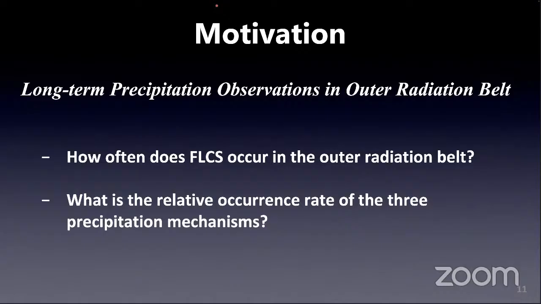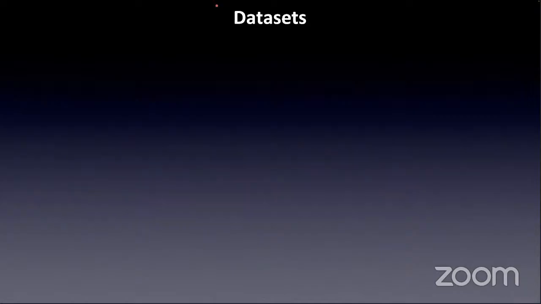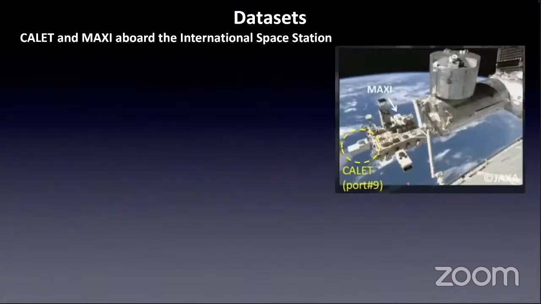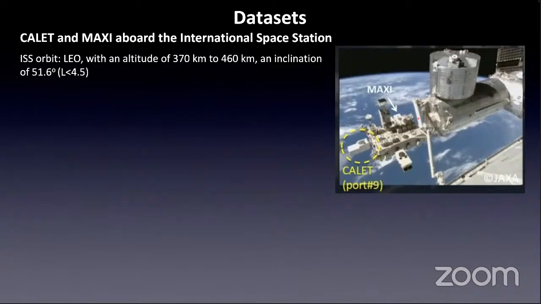So that's why we chose to use precipitation measurements from the ISS, the International Space Station, and specifically these two instruments called MAXI and CALET, mounted to the Japanese module of the ISS. Why do we choose it? First of all, as we all know, the ISS is moving in a low altitude orbit with low inclination. This low inclination maps to a very limited L shell range, which primarily corresponds to the outer radiation belt region.